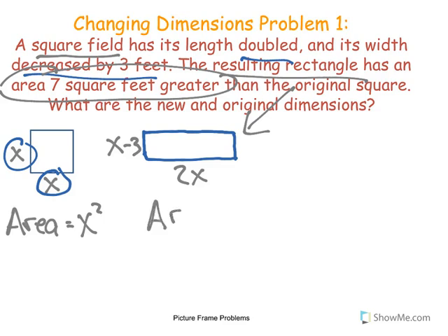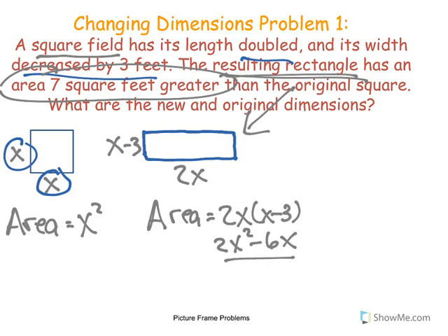How about the area of my rectangle? Well, the area of my rectangle is going to be its length times its width, which is going to be 2x squared minus 6x. So now let's write the equation. The resulting rectangle, which is this, has an area 7 square feet greater than my square, which is this.